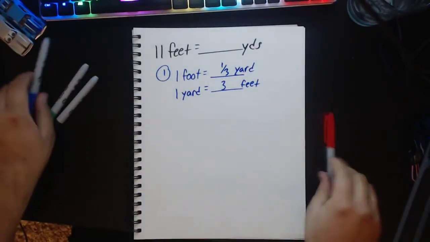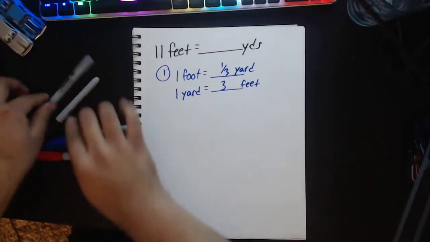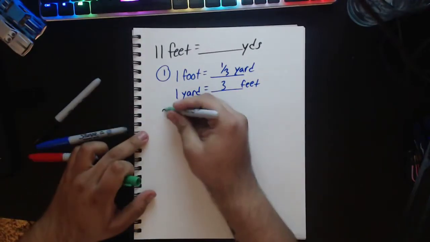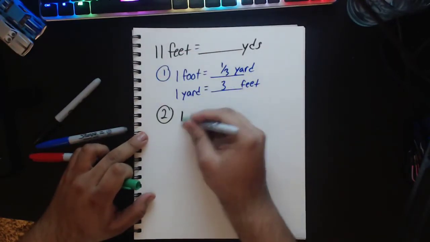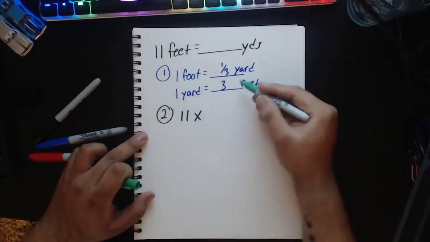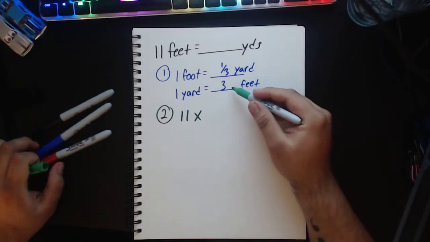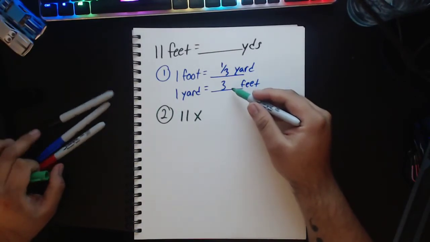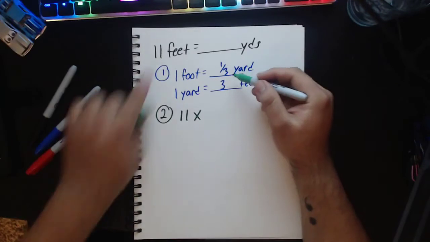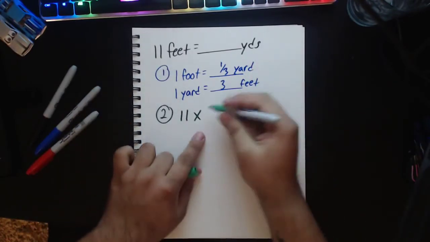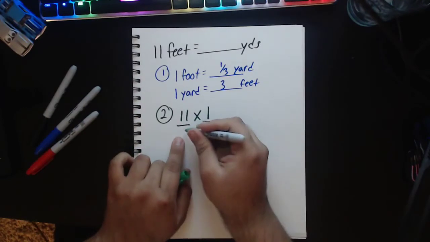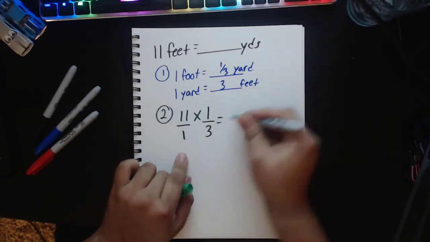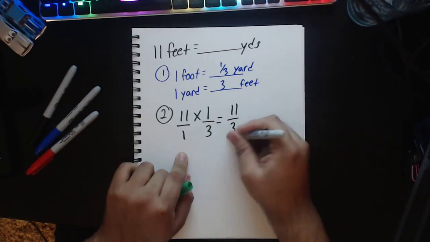So now my next step is to plug in the key information. So I know I have 11 here. So I'm going to have 11 times, is it times 3? No. It's going to be times 1/3, because we're going from feet to yards. So 11 times 1 over 3. Let's turn that into a fraction, 11 over 1. So we have 11 over 3.